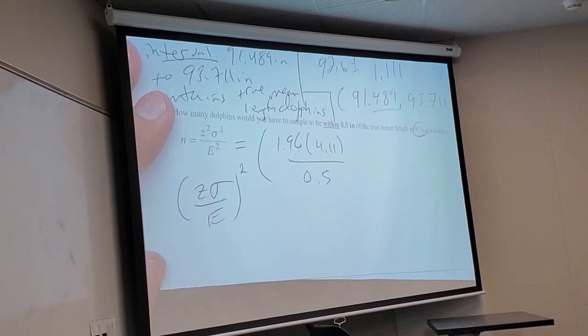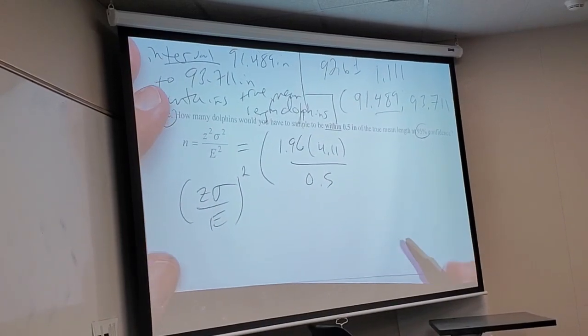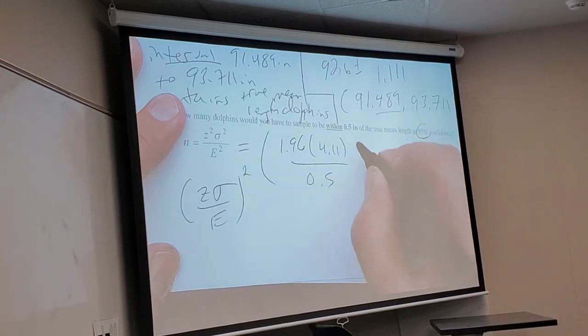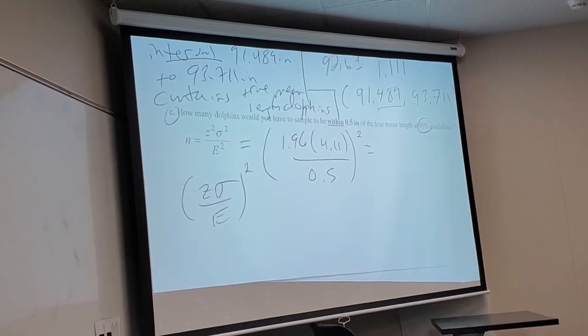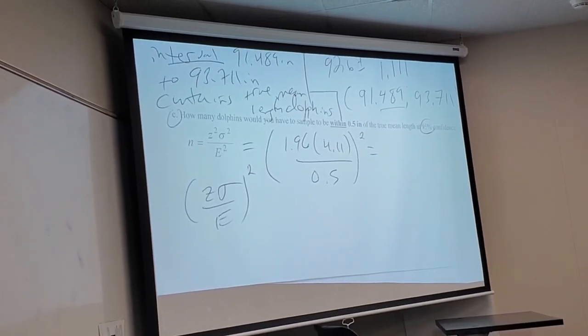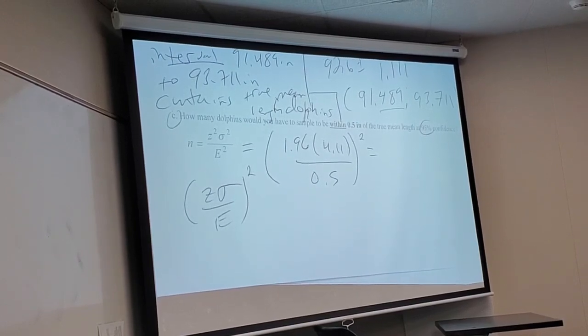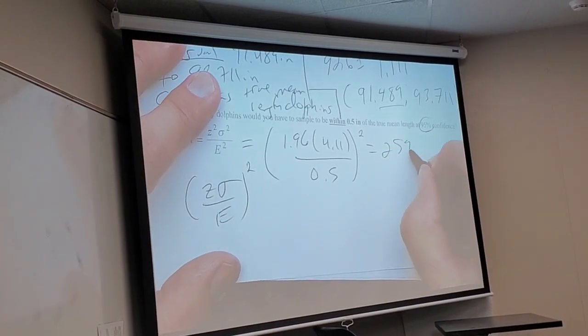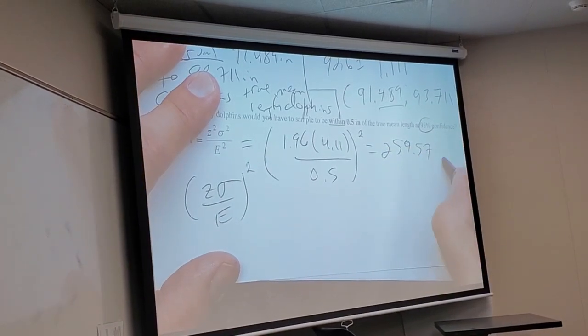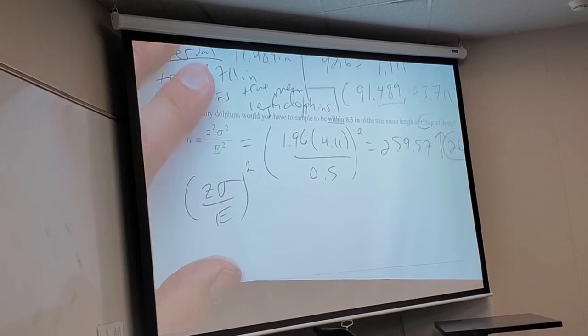Algebra doesn't care. You could square each piece, you could square the whole thing. I'd rather square the whole thing. Is it 64, 128? Actually, it's going to be twice as much, 256, or like 260. It's 259.57, and you always round it up so you don't have to chop any dolphins.